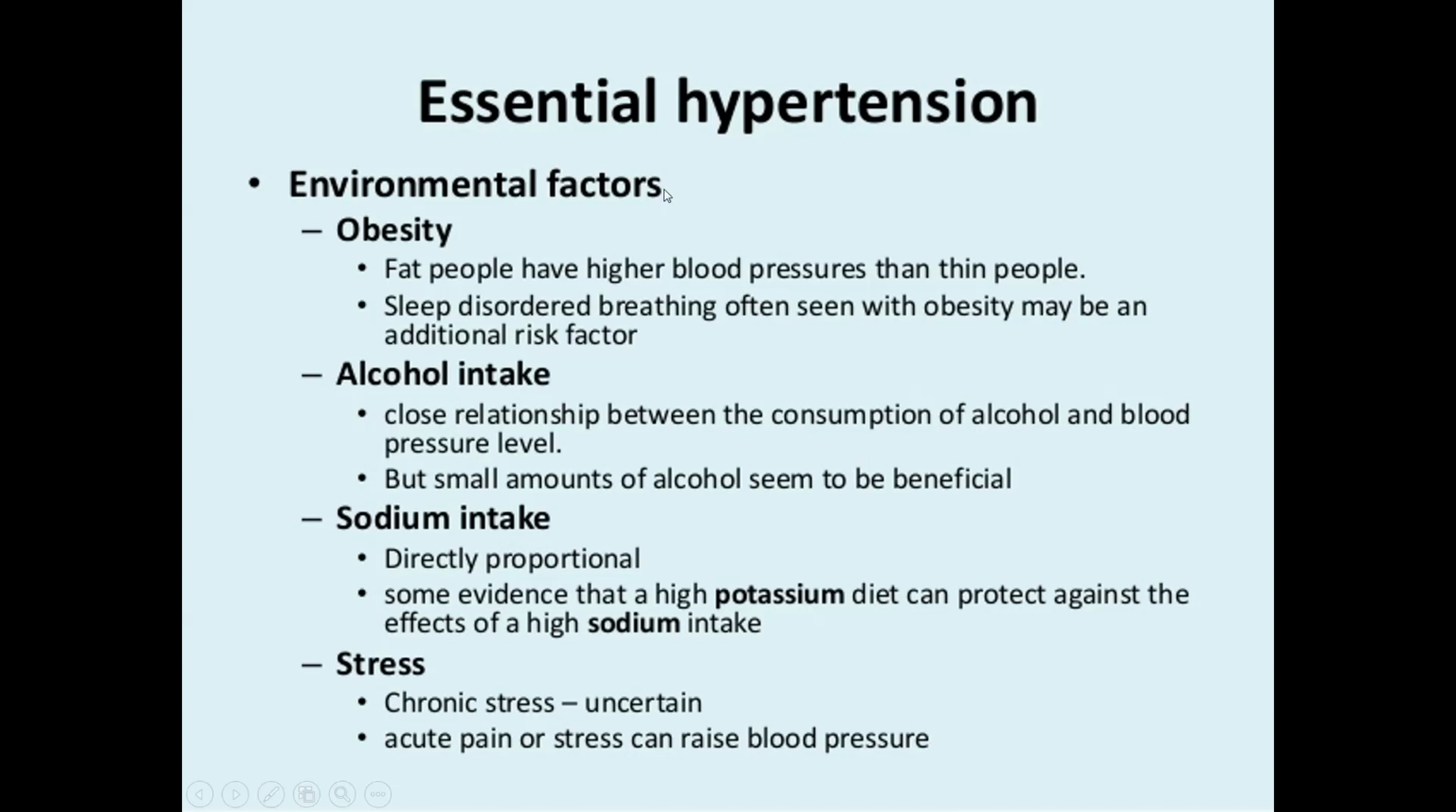Environmental factors, as you all know: if somebody has a genetic tendency to become hypertensive and we don't control our environmental factors, the chances of becoming hypertensive will become much higher. As you all know, fat people have higher blood pressure than thin people. Sleep disordered breathing, also known as obstructive sleep apnea, is often seen with obesity and may be an additional risk factor for both hypertension and cardiovascular diseases. Alcohol intake: there is a close correlation between alcohol consumption and blood pressure levels.